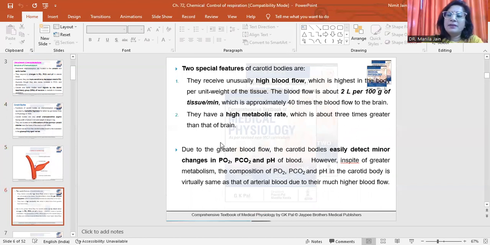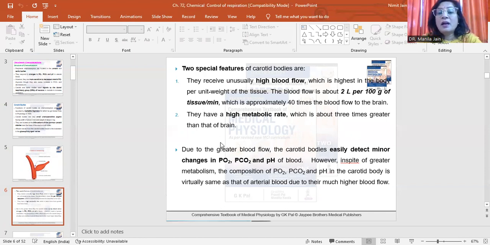What are the special features of the carotid body? High blood flow. They receive unusually high blood flow, which is the highest in the body per unit weight of tissue. The blood flow is about 2 liters per 100 gram of tissue per minute, mind you.